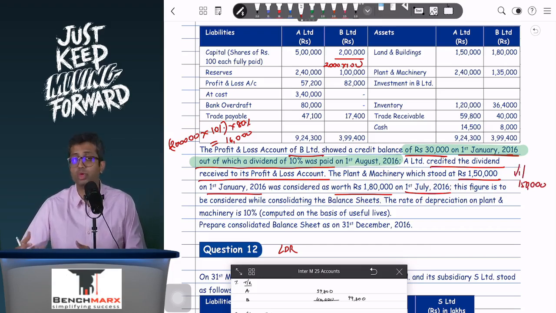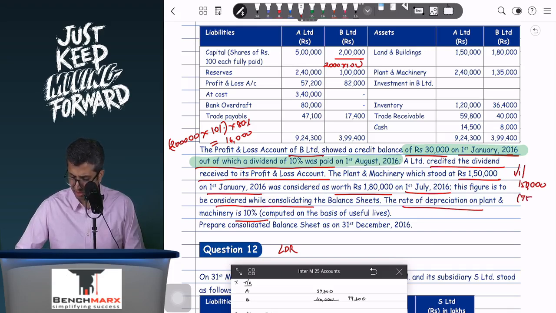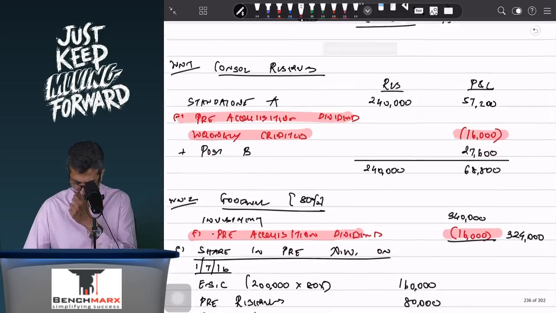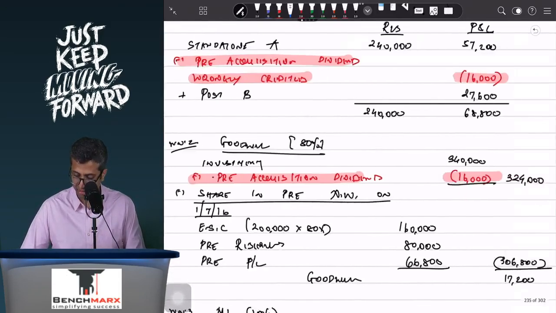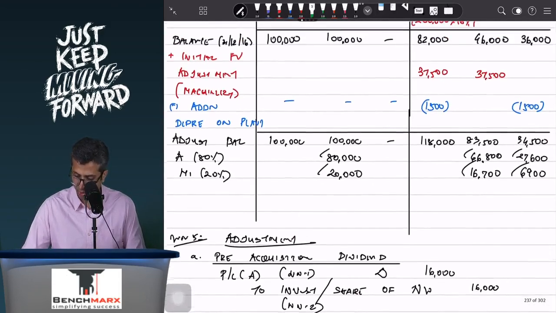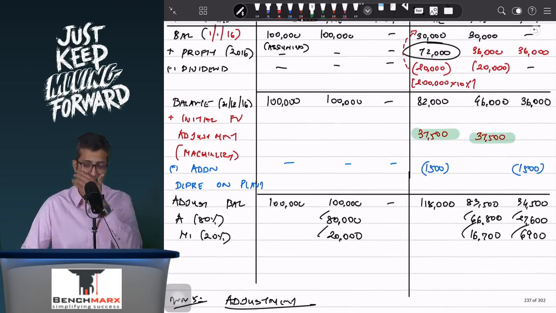I need to find the WDV on 1st of July. This figure is to be considered while consolidating the balance sheets. Rate of depreciation on plant is 10%, which means 15,000 for the entire year, 7,500 for 6 months, and hence 1,42,500 will be your PPE. Compare that with 1,80,000: 1,80,000 minus 1,42,500 will be 37,500 of fair value adjustment. As you can see over here, your fair value adjustment would be 37,500, and the second effect of that will also go in your P&L pre-acquisition 37,500.